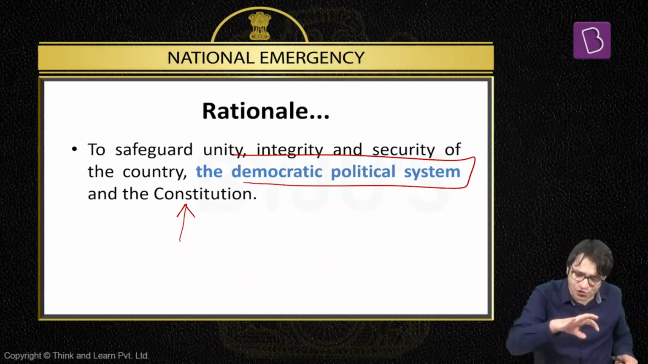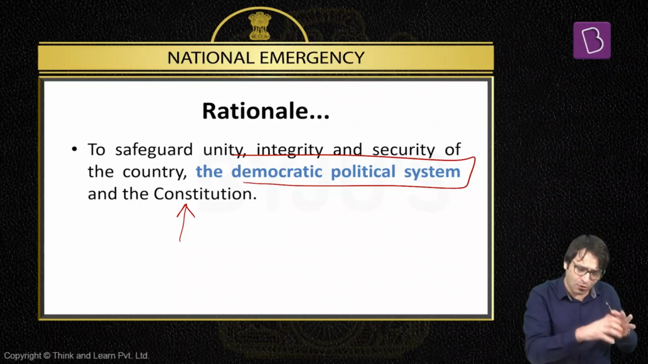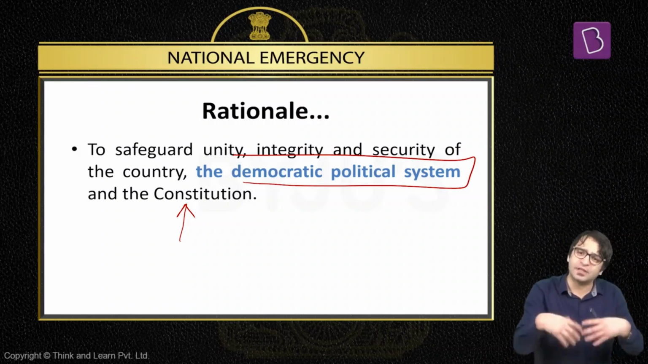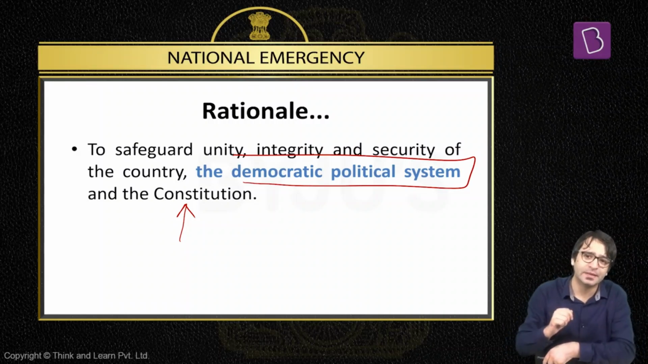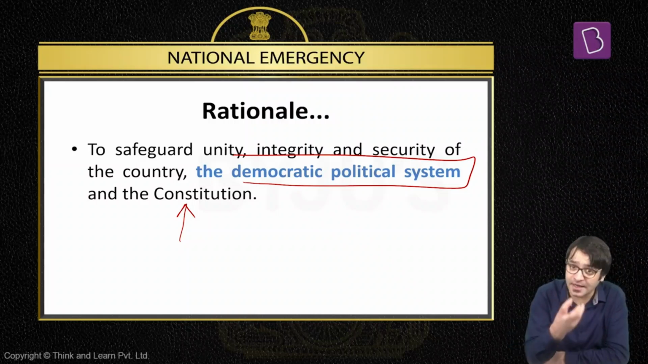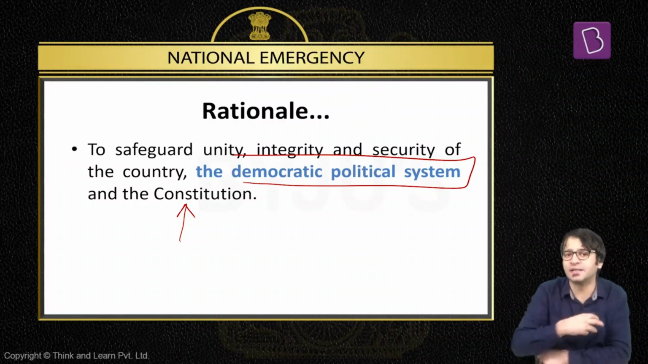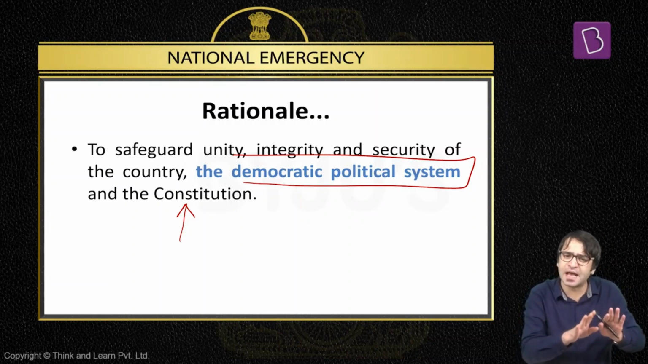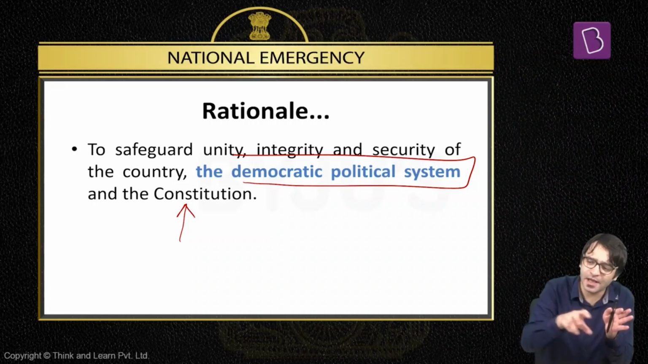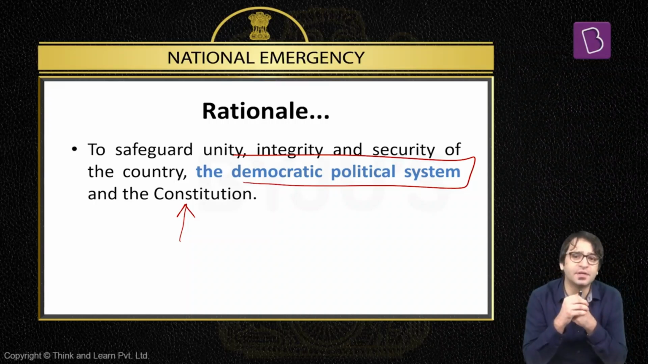That means distribution of powers and dual government get affected because of these emergency provisions. The Center becomes very powerful, all encompassing, and when the Center becomes all powerful, our Constitution turns itself into a unitary Constitution. But that is only if there is a grave threat to the unity, integrity of the nation. When the democratic political system is under threat, when the Constitution is under threat, then our Constitution behaves as if it is a unitary Constitution, even without amending the Constitution, even without taking recourse to Article 368 of the Constitution.